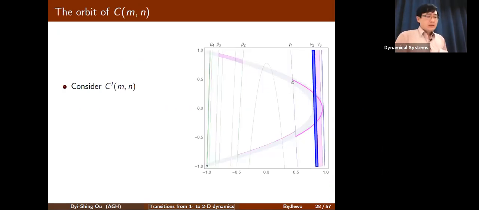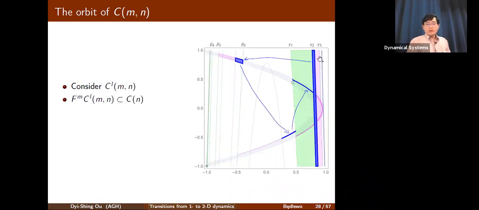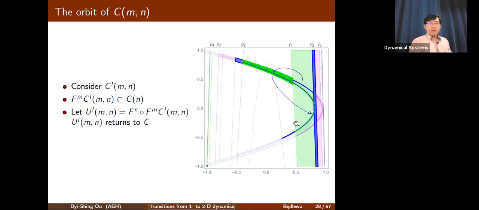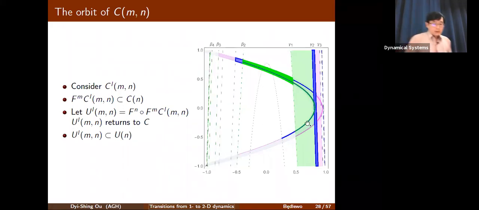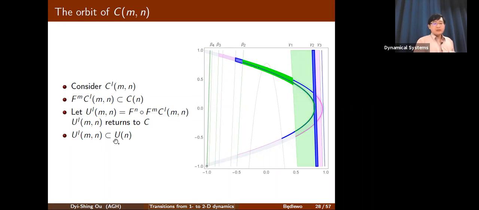Okay, now let us study the orbit of the subpartition. CMN has two components, the left component and the right component. Let's consider the left component for convenience. After M iterates, this goes here, this goes here, this goes here, and it returns to C, and this is a subset of CM. This is the first return to C. We apply the iterations again, so this maps here and this maps here. In this example, this is two iterations, so the second iteration returns to C again. This is the second return. Let the second return be the set ULMN, which is a subset of UN.